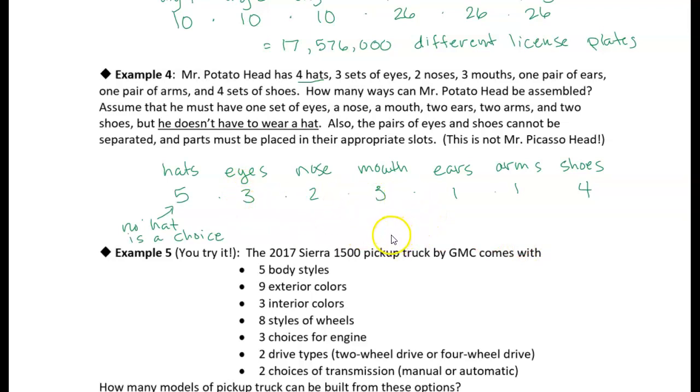All we need to do then is multiply them together, and we'll get the total number of ways that we could put together Mr. Potato Head. So when I multiply all those numbers together, I got 360 ways to put together Mr. Potato Head.